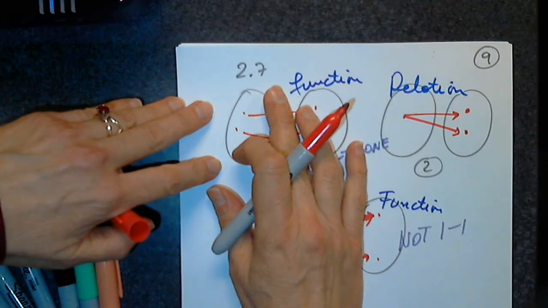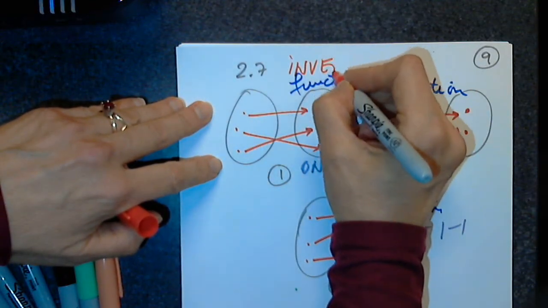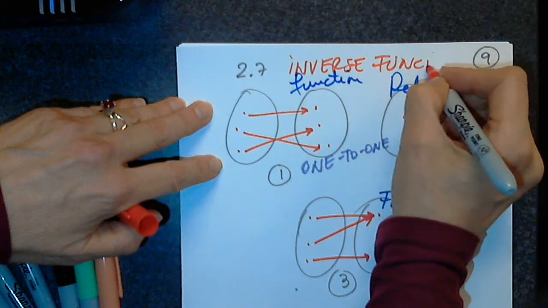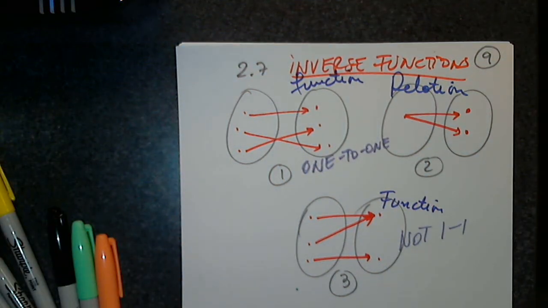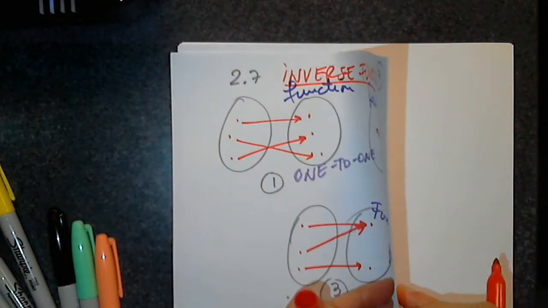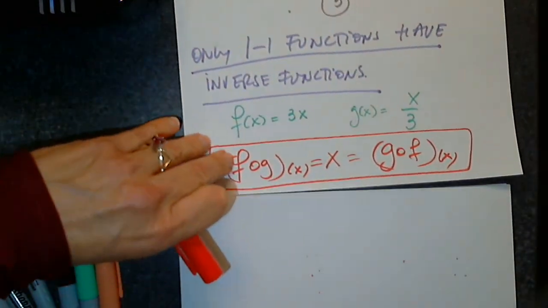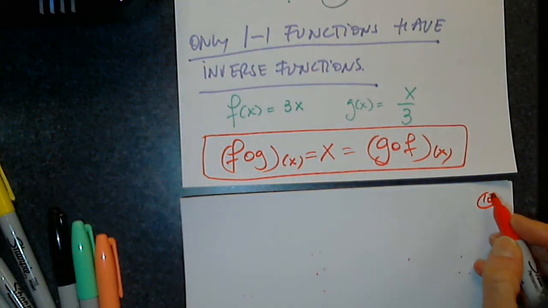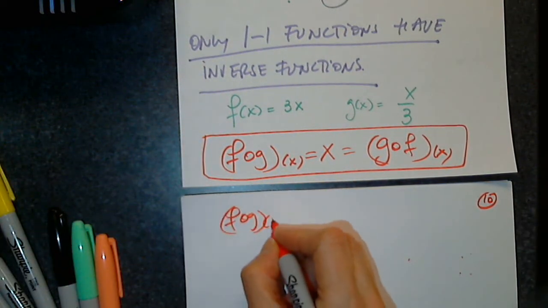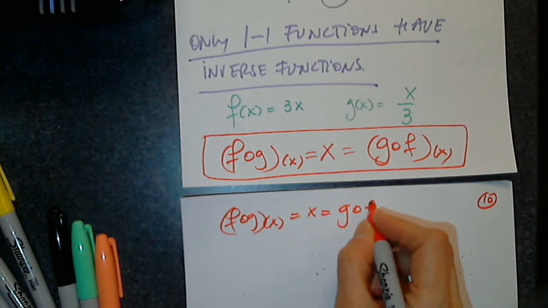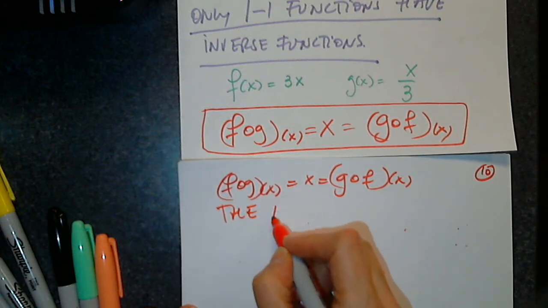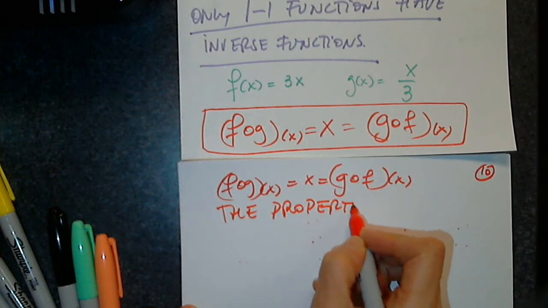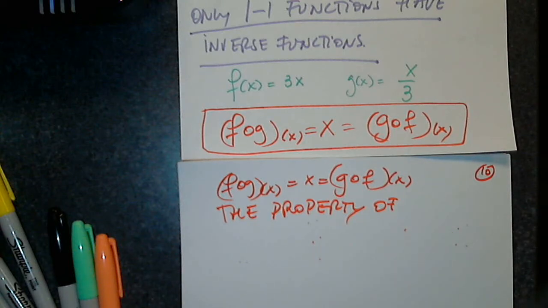So now I can put in my title, inverse functions, of course. That's the title of 2.7, inverse functions. So I'm going to write this one more time. And I'm going to write what it is. So f composed with g of x equals x, and g composed with f of x equals x. This is called the property of, what do you think? Inverse what? That's it.